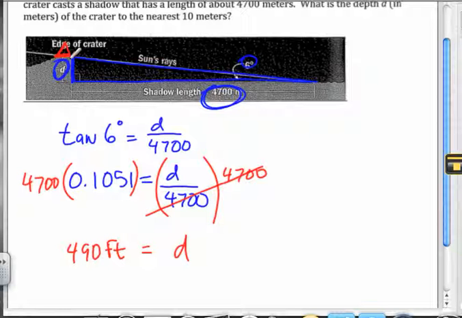So let's take the measurements before we go. All right. Good job, guys. One more example.